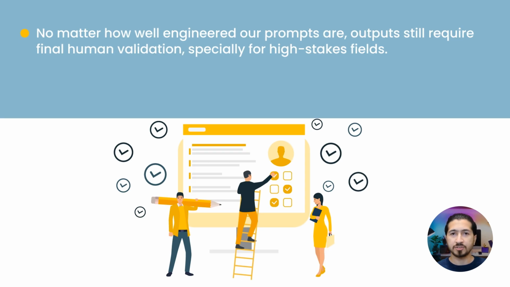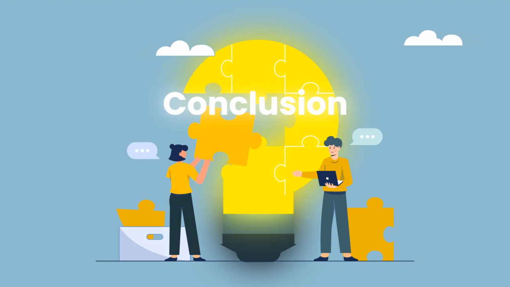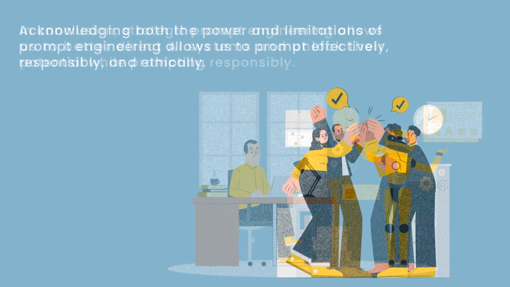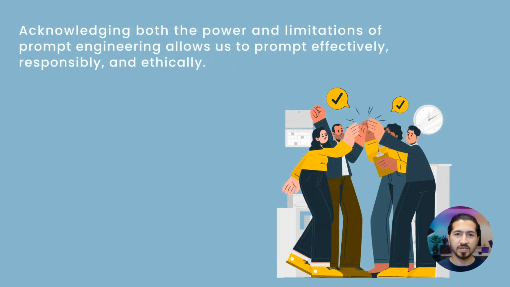And last but not least, no matter how well engineered our prompts are, outputs still require final human validation, especially for high-stakes fields. In conclusion, strategic prompt engineering allows us to better direct AI systems and unlock their potential while prompting responsibly. Acknowledging both the power and limitations of prompt engineering allows us to prompt effectively, responsibly, and ethically.